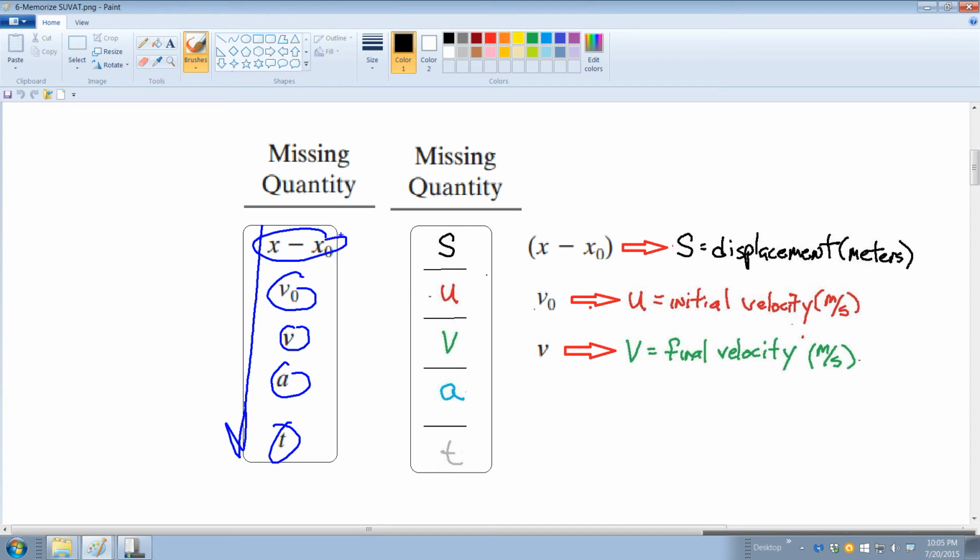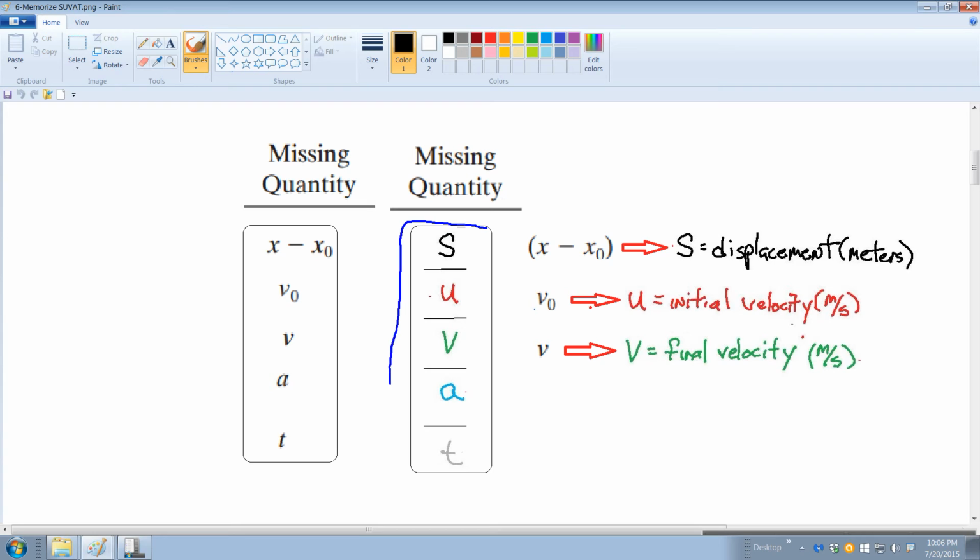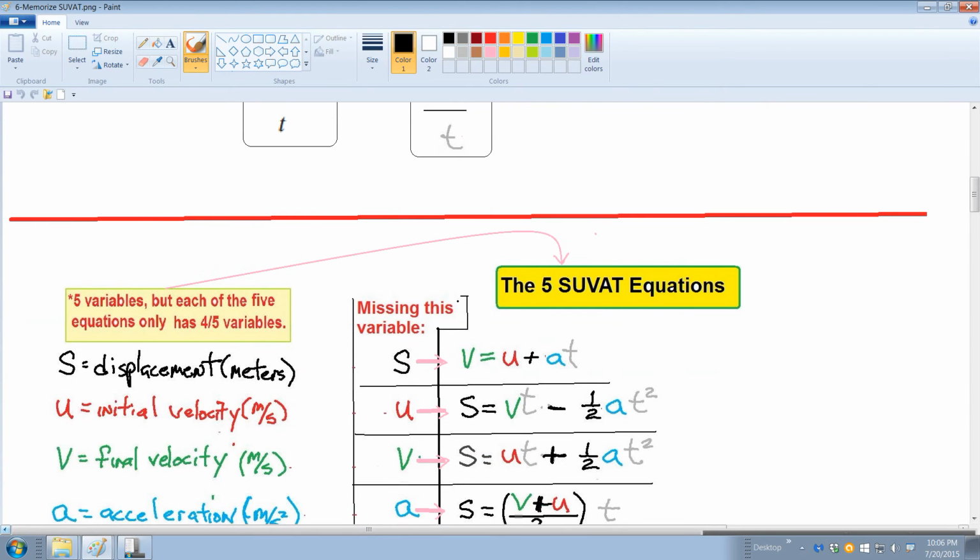But if we change x minus x naught to displacement s, and we change v sub naught to u, and v we keep the same, just remember that u comes before v alphabetically, so u is initial velocity and v is final. Don't forget to put a tail on that u when you're writing your equations, so that you don't confuse a u with a v. But now we've got something that is going to give us a mnemonic hook. We've got SUVAT, a word that we can actually say. That may not make any sense at this moment, but you'll see why in a minute.